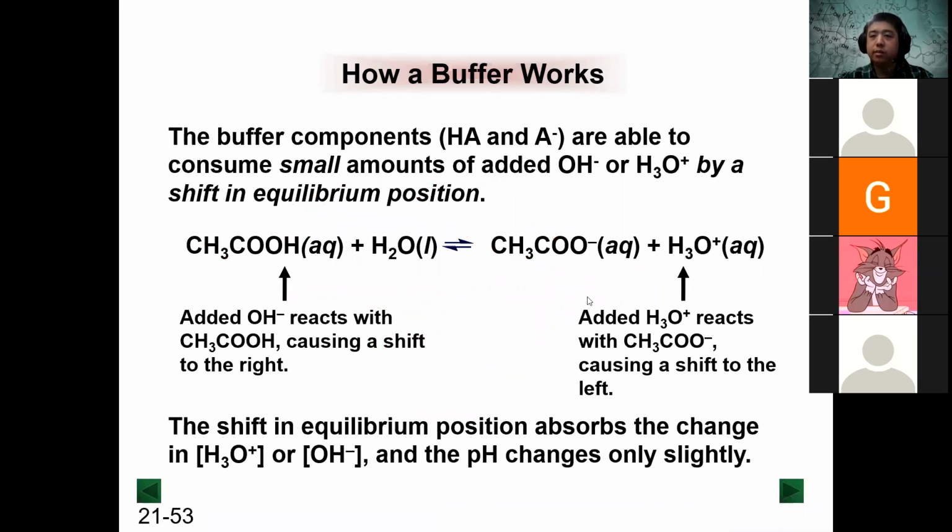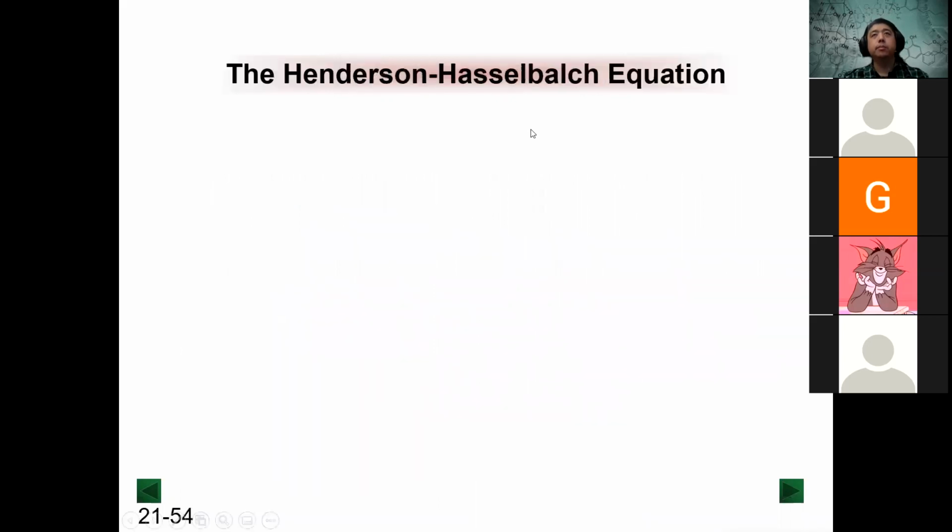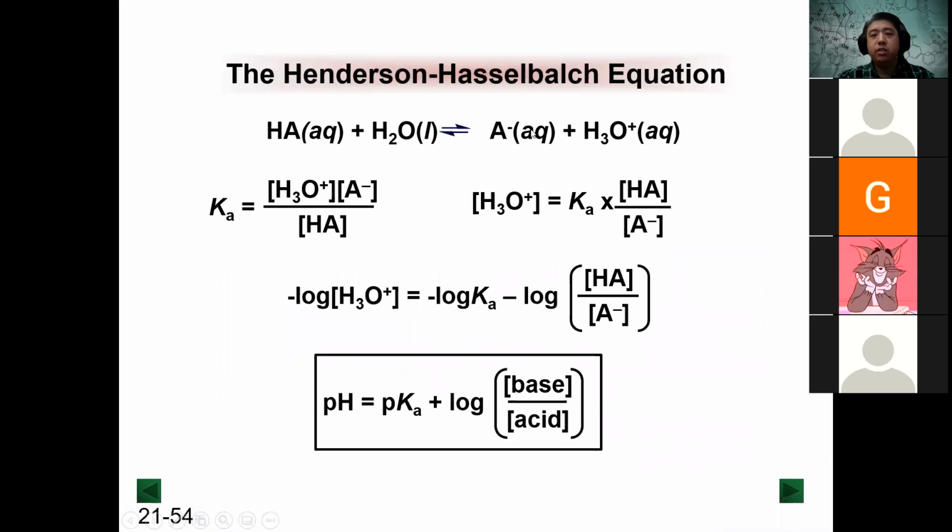Okay, any questions? All right. With that said, the Henderson-Hasselbalch equation is the only equation you use, or the only time you use this equation, is for a buffer. And this base is referring to the conjugate base. This acid is referring to usually a weak acid.